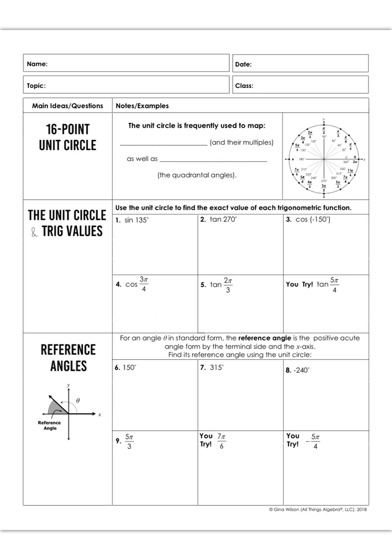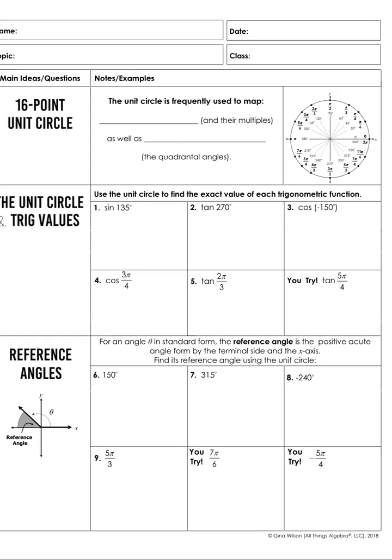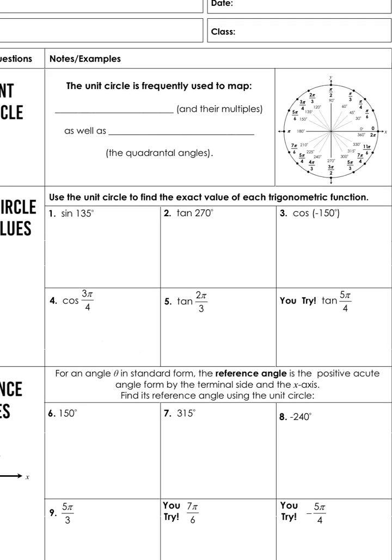Hey guys, today we are going to talk about the unit circle a little bit more, and we're going to talk about reference angle. So first of all, you need to know that the unit circle is frequently used to map 30-degree angles, 45-degree angles, and 60-degree angles, and their multiples. And it's also used to look at the 0 or 360 degree, the 90 degree, the 180 degree, and the 270 degree.